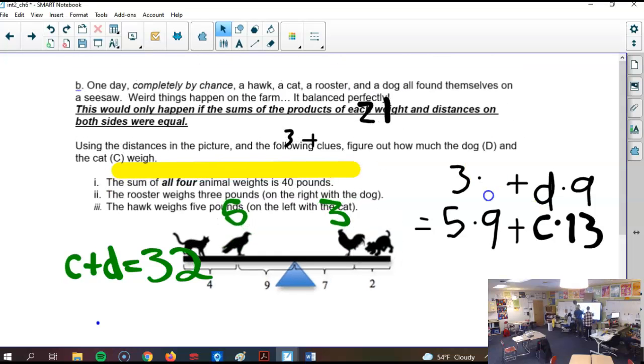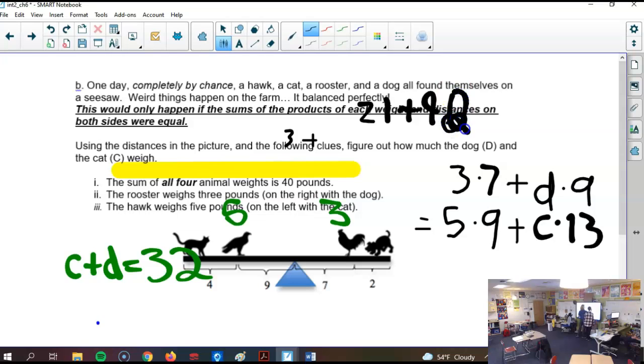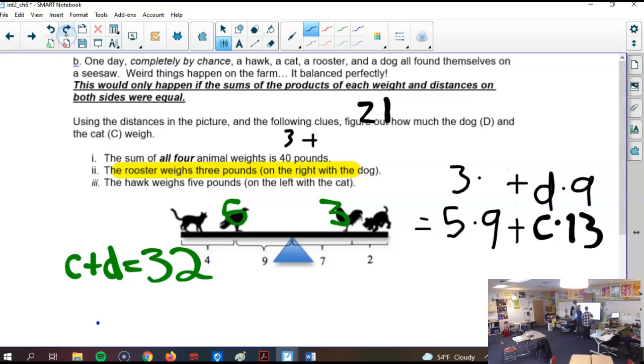You don't have the pen up yet, Jake. Jake, are you helping or hurting? 3 plus 7 plus 9D. No, that's 9D. Stop! Okay. No, you went up too far. We need to go forward one more step. No, 2 more steps. Just write it down. 9D equals 45 plus 13C. Okay. And we just need to figure out what one of them equals.